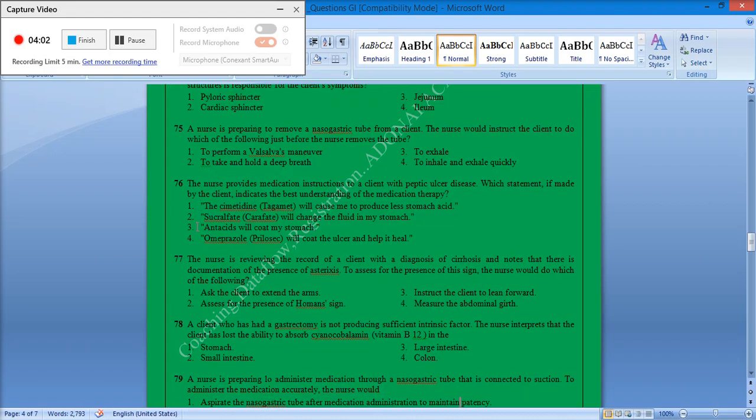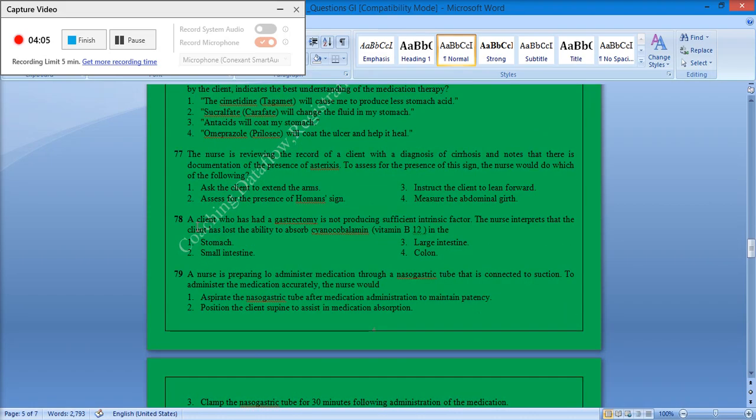77. The nurse is reviewing the record of a client with a diagnosis of cirrhosis and notes that there is documentation of the presence of asterixis. To assess for the presence of this sign, the nurse would do which of the following? 1. Ask the client to extend the arms. 2. Assess the presence of Hammond signs. 3. Instruct the client to lean forward. 4. Measure the abdominal girth. The correct answer is 1. Ask the client to extend the arms.